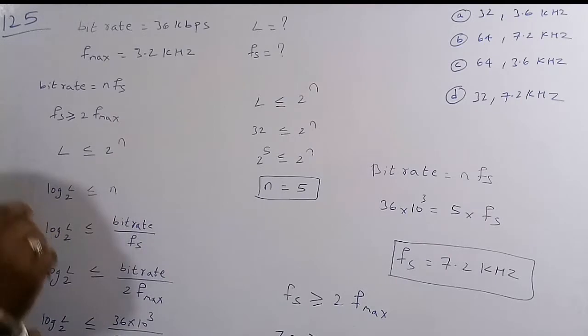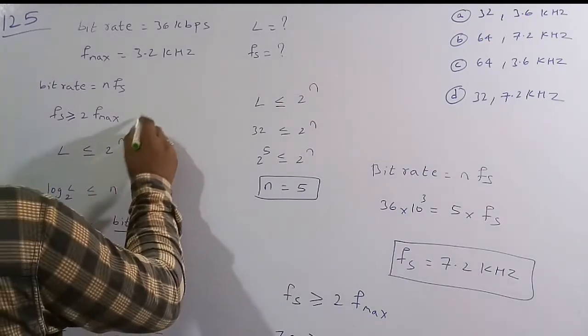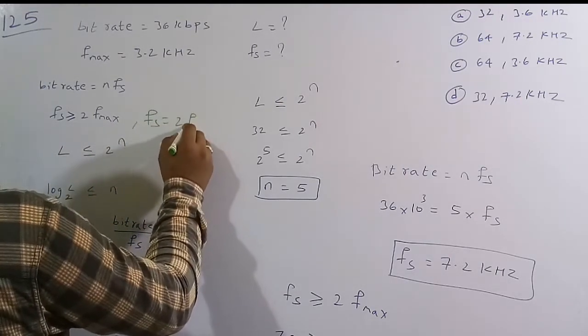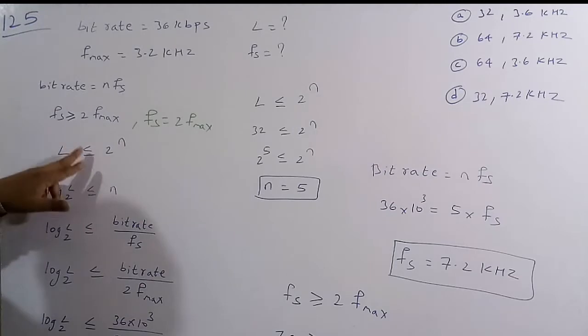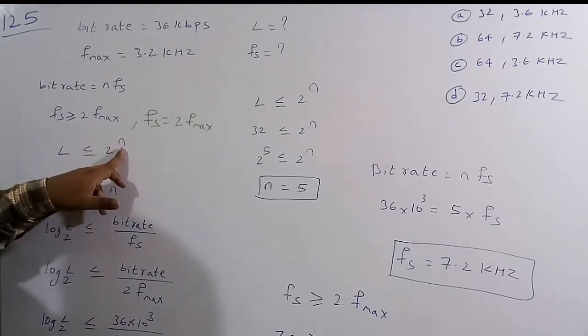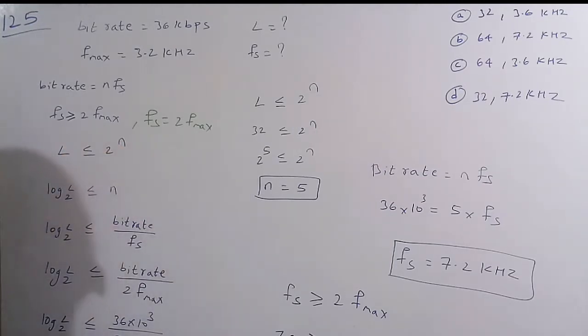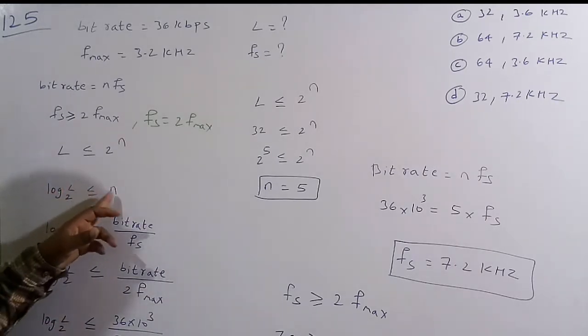So here we are going to use the minimum sampling frequency. Let me assume fs is equal to 2f max. So the number of quantization levels will be less than or equal to 2 to the power n. Therefore, now I am going to use log base 2, so log L base 2 must be less than or equal to n.